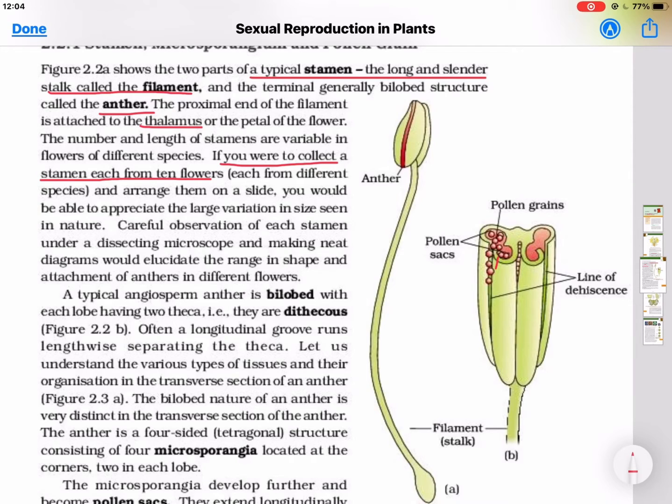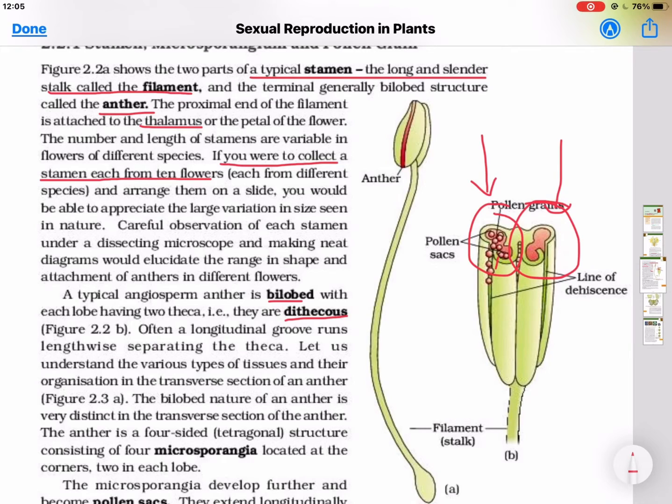Careful observation of each stamen under a dissecting microscope and making neat diagram will elucidate the range in shape and attachment of anthers in different flowers. A typical angiosperm anther is bilobed with each lobe having two theca, that is they are dithecous. Anther part में दो लोब्स प्रेजेंट हैं, इसलिए इसको डाइथिकस भी कहते हैं या बाइलोब्ड भी कह रहे हैं और इनके ऊपर कवरिंग चढ़ी हुई है.